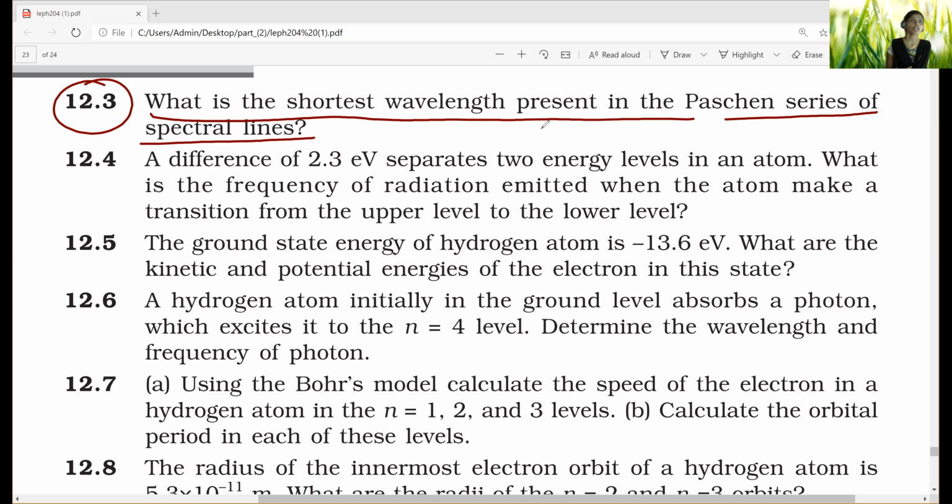So just use the direct formula, you have to substitute the values and try to calculate that one. Let us see how to solve that one. So we are solving 12.3.